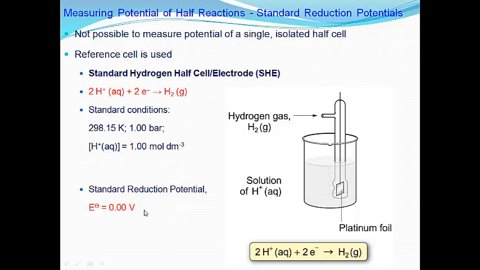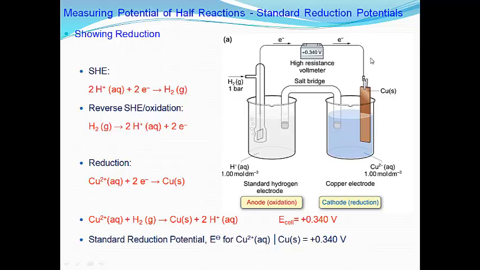And so in order for us to determine the potential for other half reactions, we have to connect the electrochemical cell that we're interested in with this standard hydrogen electrode. And here we have an example of such a measurement from such a cell.